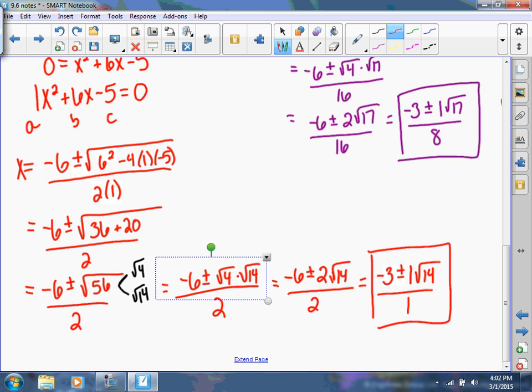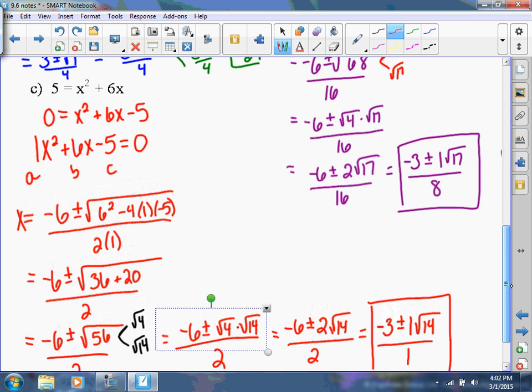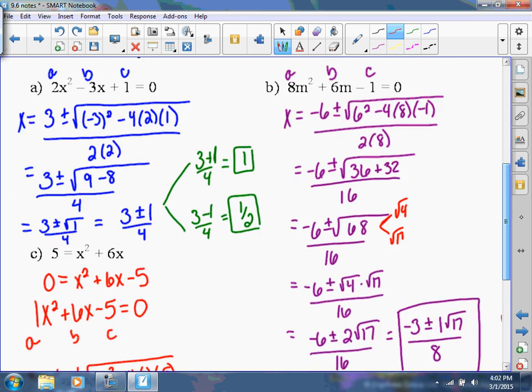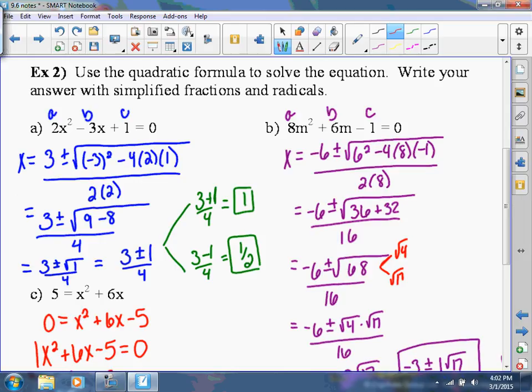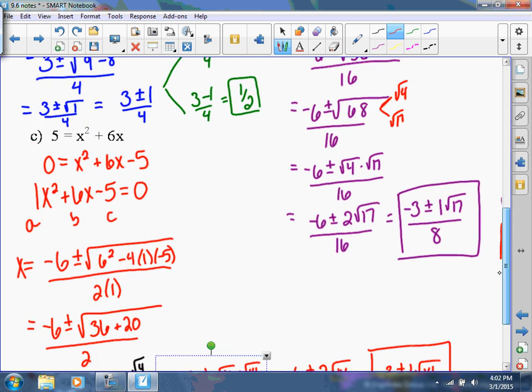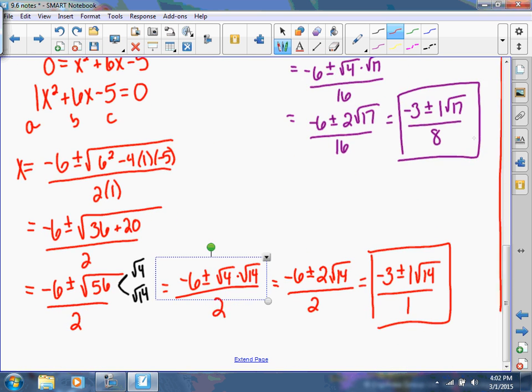Okay, so you've seen 3 different problems now. The first one for A was very straightforward, but it does show you where you break apart the plus and the minus so that you get your 2 numbers. Sometimes they'll be whole numbers, sometimes they'll be fractions, sometimes they'll be one of each. And then you have 2 examples, part B and part C, where you get radicals in your answer.